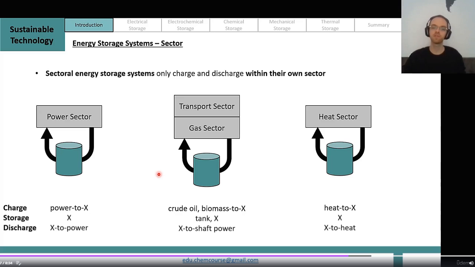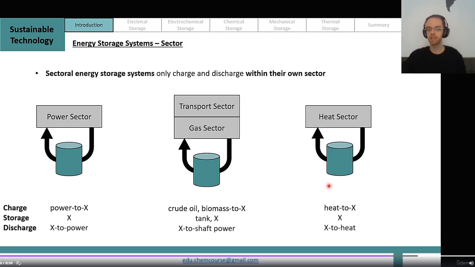Another example for this is the transport sector and the gas sector. So you can, for example, have crude oil and or biomass. You can convert this biomass to X, so again to some kind of storage, and you can store this X. On the other hand, you can take crude oil and simply store it in a tank. And then in the discharge process, you can then discharge this kind of crude oil or biomass to shaft power. So this would be a utilization into the transport sector if we see these kind of sectors here as one.